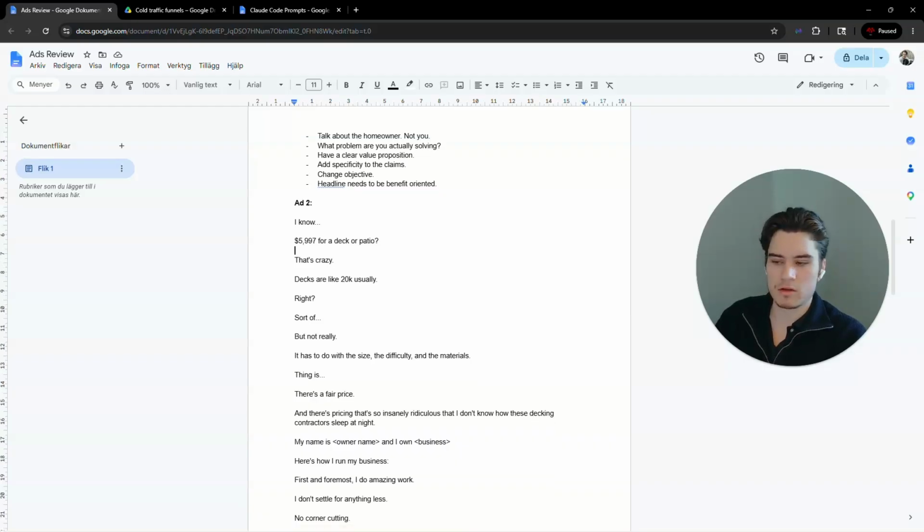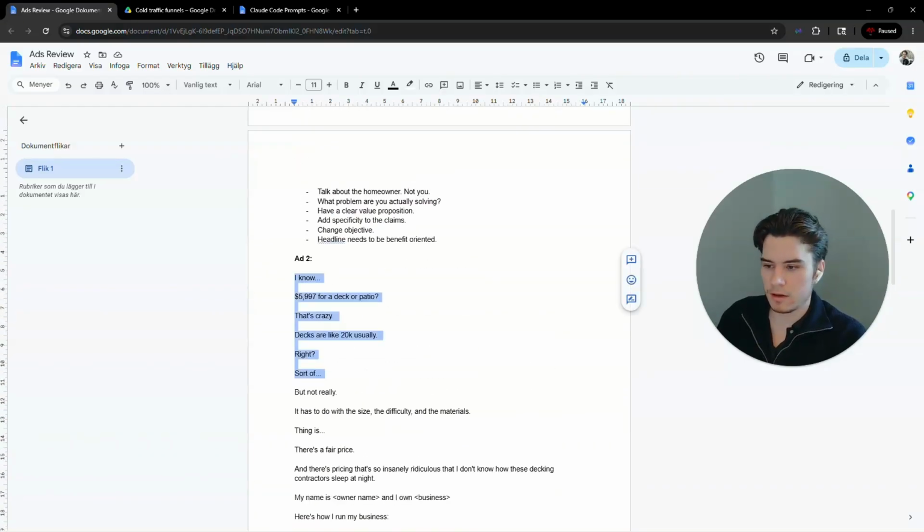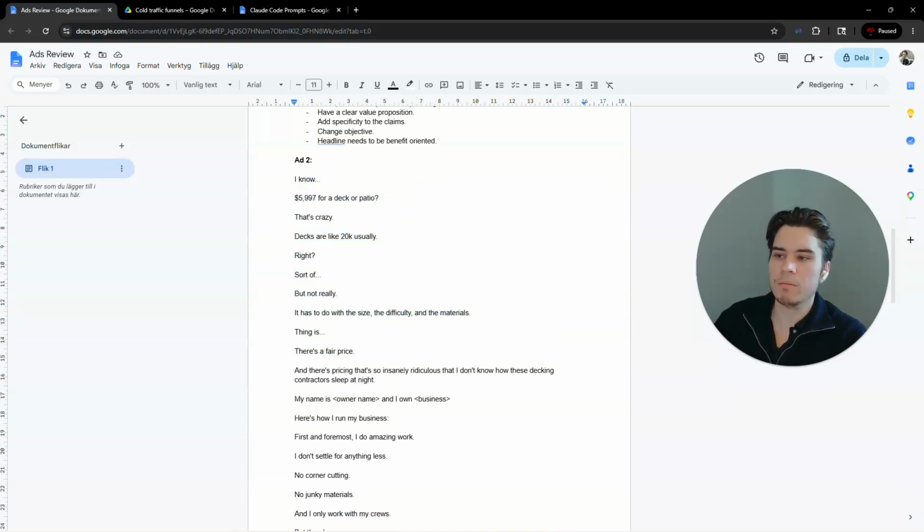And so I'm not going to make any specific changes to this ad. I'm just talking about the actual big mistake here. Don't run ads like this.